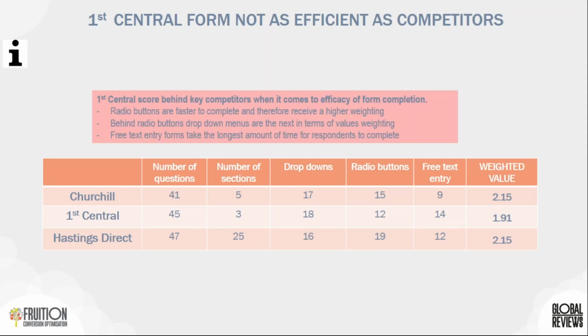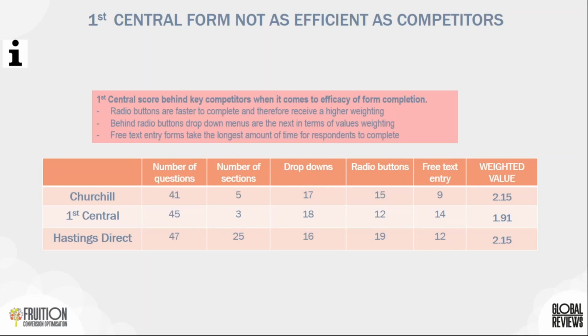Anecdotal research, and research that we have internally here in Global Reviews, shows us that a person can complete a radio button question 2.5 seconds faster than a drop-down question, and a free text question takes greater cognitive load or effort than the other two types. So we have developed a weighting mechanism on the basis of the type of question being displayed within the form. When we go through the forms and look at all the different question types being asked, we can grade or weight the overall quote form in terms of its overall effort.